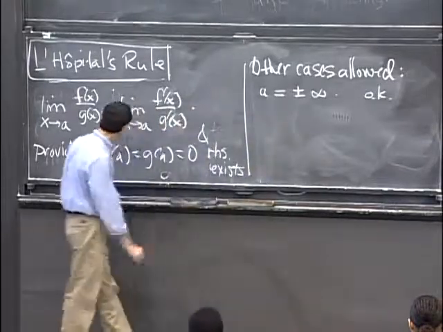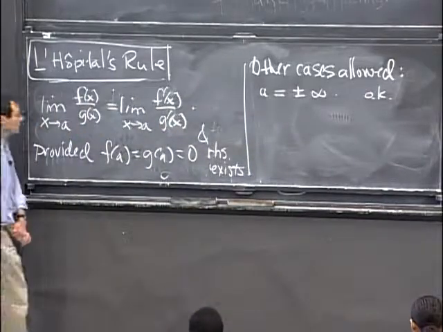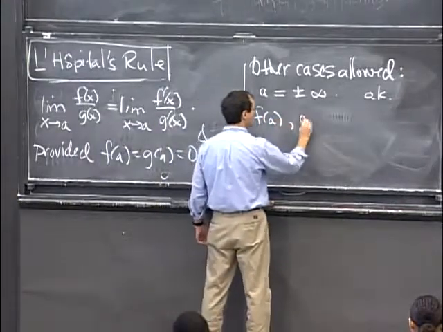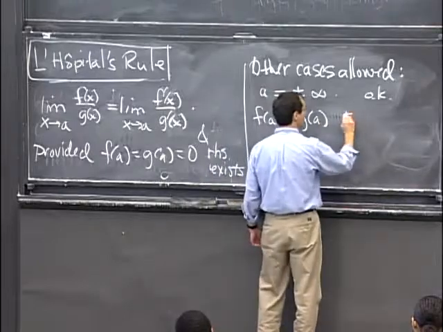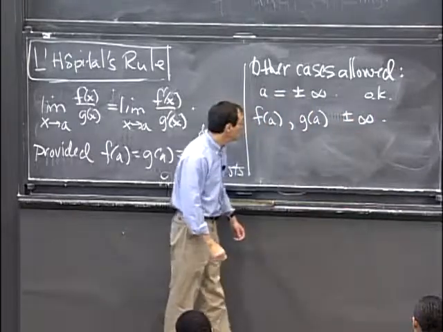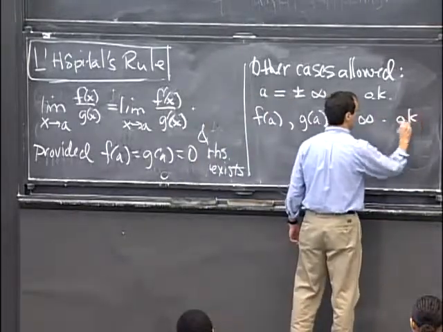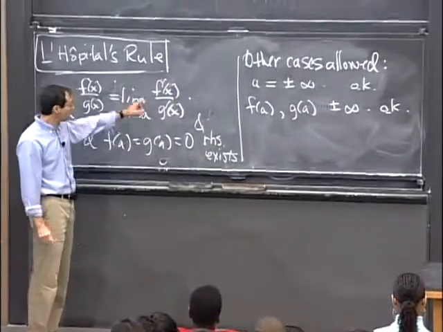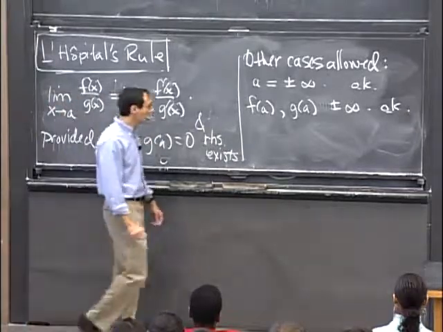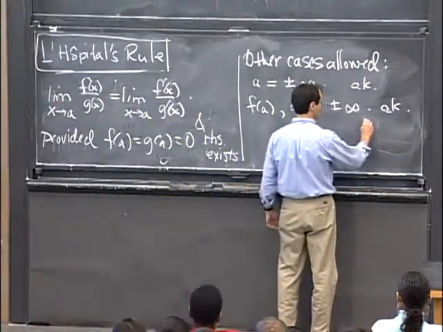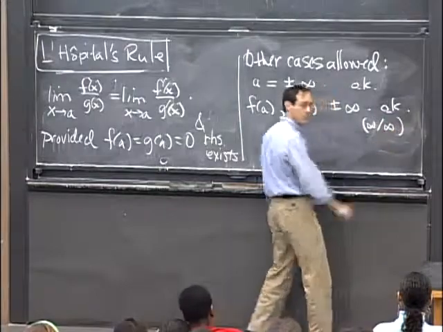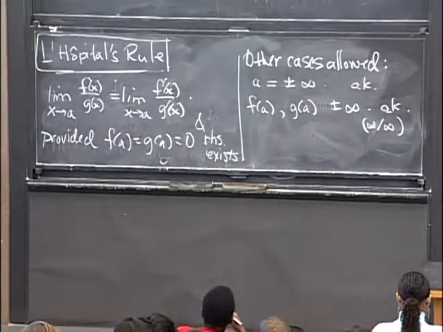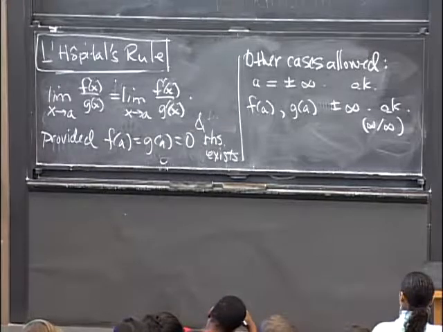And then the other thing that you can do is you can allow f of a and g of a to be plus or minus infinity. That is okay. So now the point is that we can handle not just the 0 over 0 case, but also the infinity over infinity case. That's a very powerful tool and quite different from the other cases.